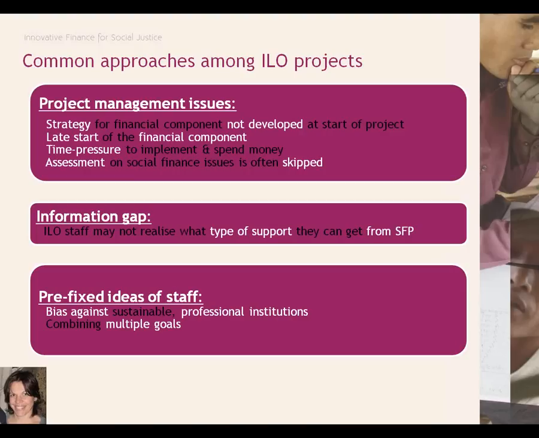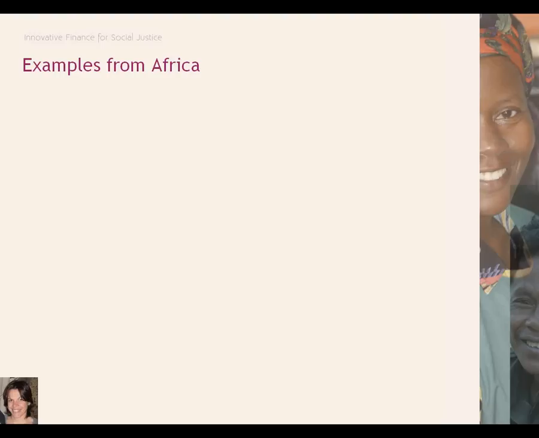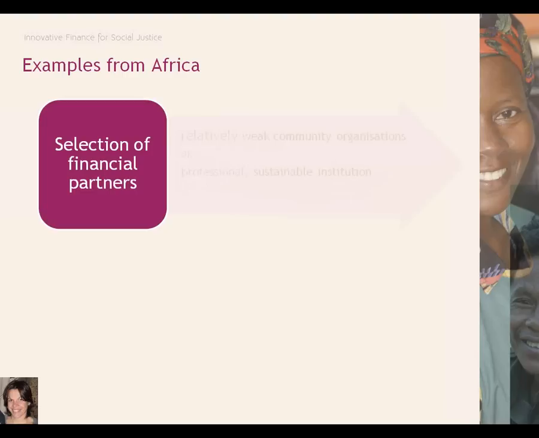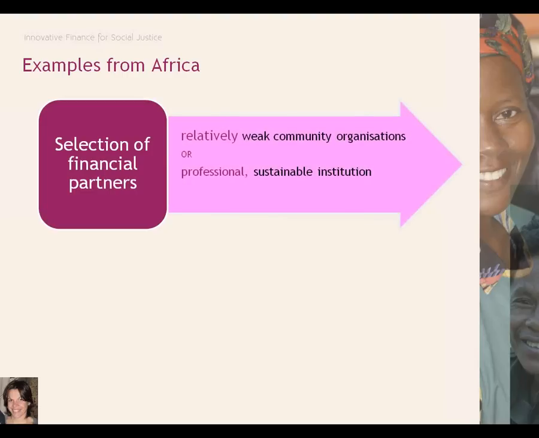Also the issue of sustainability comes up, because maybe you can offer an interest rate that is low, but maybe you're not offering a sustainable access to finance. So sometimes the sustainability of the project is compromised. Now, some practical examples: what we have seen is that the selection of financial partners is not always done on the basis of good practice, and also that sometimes different goals are being combined.